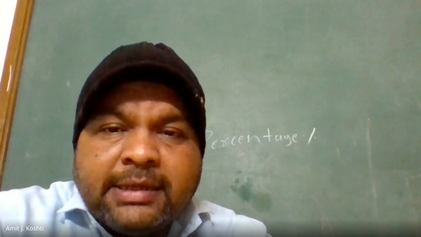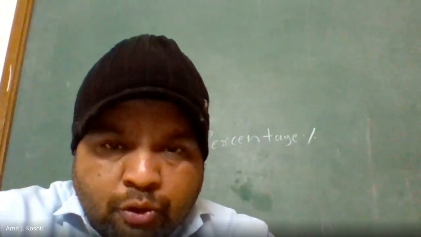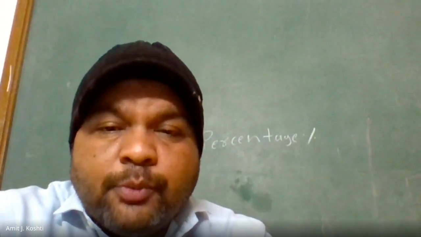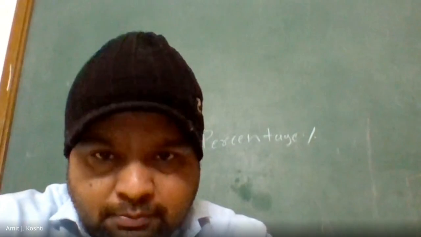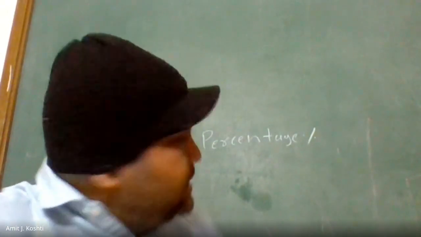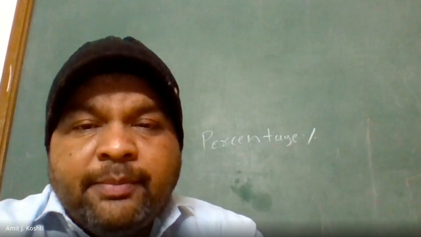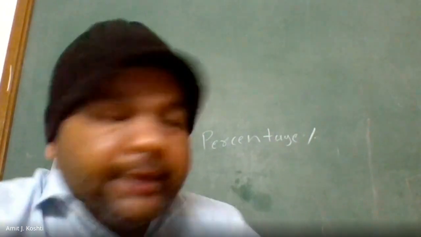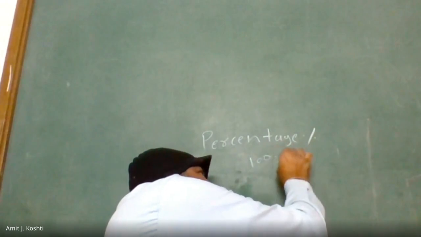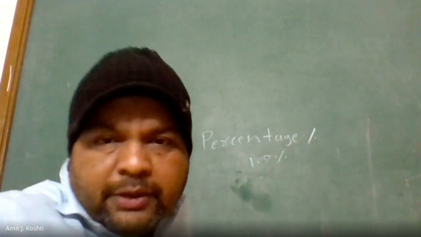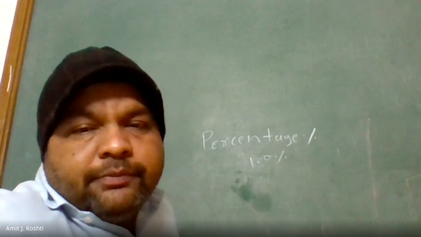Say for example, if I say prepare the normal buffer, prepare the normal saline. So you must be knowing what is normal saline, 0.9% normal saline. So NaCl 0.9%. Now when we use the word percentage in mathematics, what does it mean? Percentage means in the context of 100. So when you say percentage, that means you are talking in context of 100.